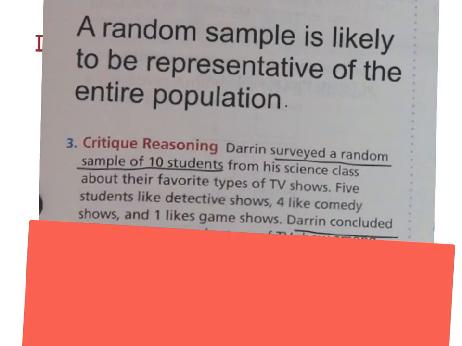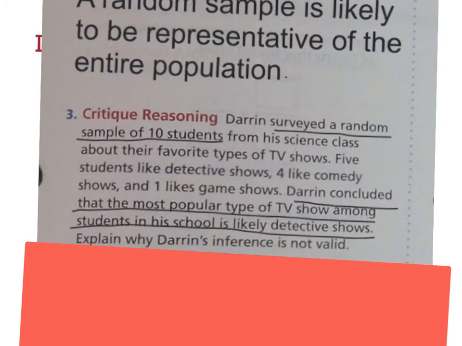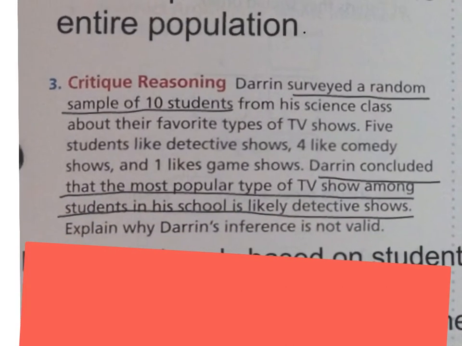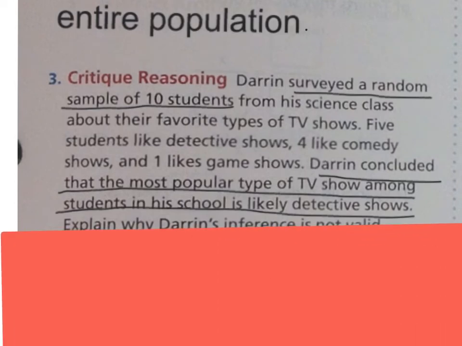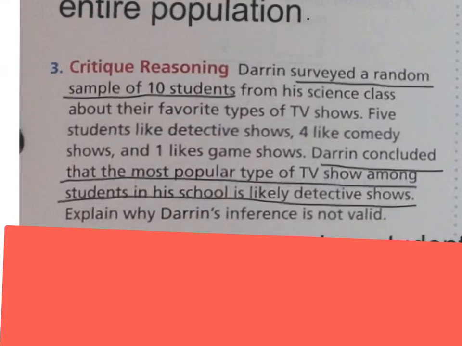Number 3, Darren surveyed a random sample of 10 students from his science class about their favorite types of TV shows. 5 students like detective shows, 4 like comedy shows, 1 likes game shows. Darren concluded that the most popular type of TV show among students in his school is likely detective shows. Explain why Darren's inference is not valid.